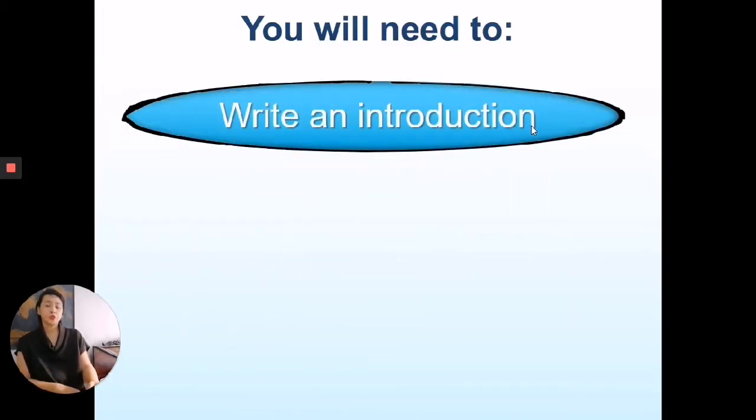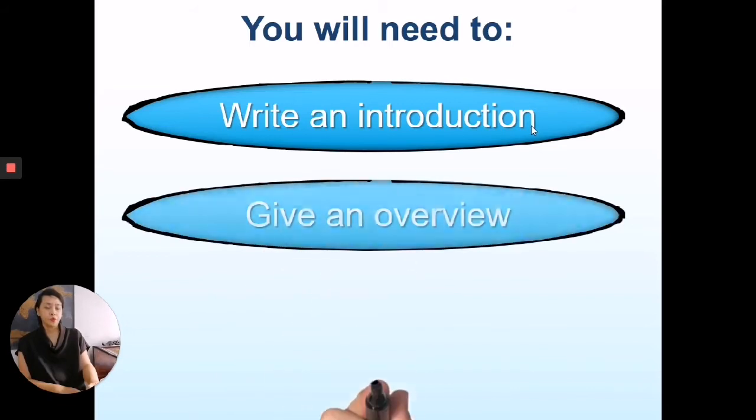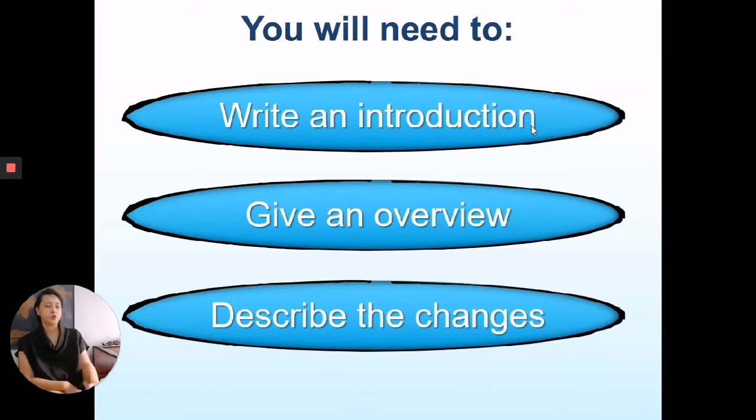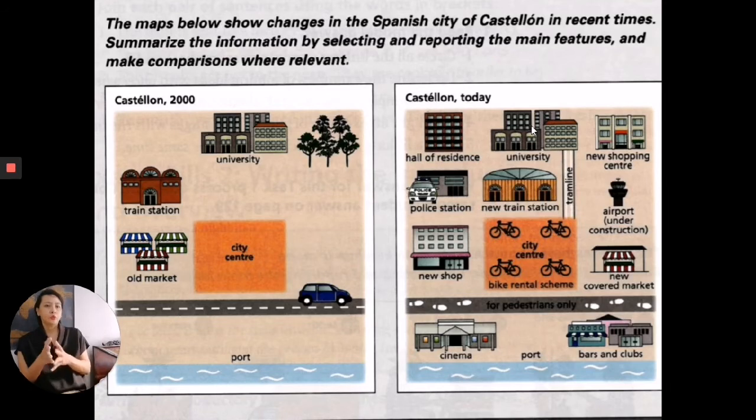Now, what do you need to do? First, you will need to write an introduction, followed by an overview of the changes, and then you will need to describe the changes that have been described in those two time periods. Now, when you analyze a map, try to look for the major changes. So how do you then organize your paragraphs?